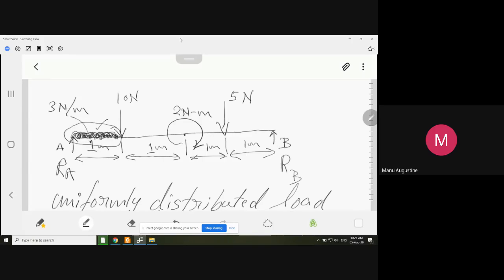Look at this figure and tell me. It says that 3 Newton per meter of UDL is spread out over a distance of 1 meter. So what is the total load of UDL? 3. It's only 3. All you have to do is, first of all, find out up to how much distance the UDL is spread. The answer is 1 meter. So 1 meter multiplied by, what is the Newton per meter value of the UDL? 3. So it is 3 Newton per meter. So the answer is total load of UDL is equal to 3 Newton. That is it. Okay.